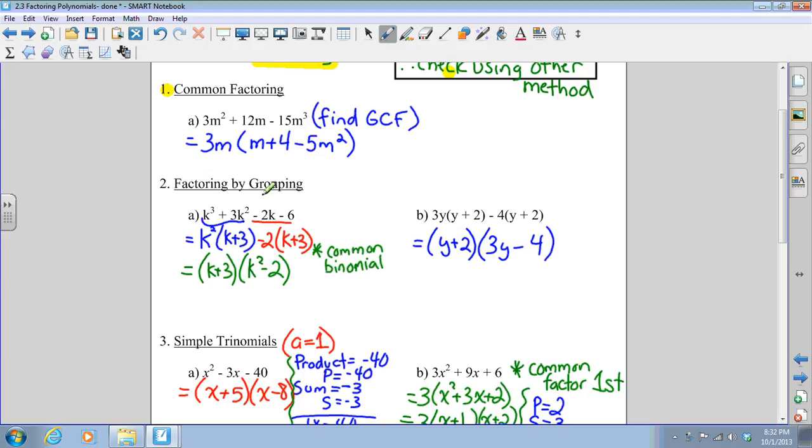So let's take a look at the first type of factoring, common factoring. We always try to common factor first, ladies and gentlemen. And what you realize is that you need what's called the GCF, the greatest common factor, i.e.